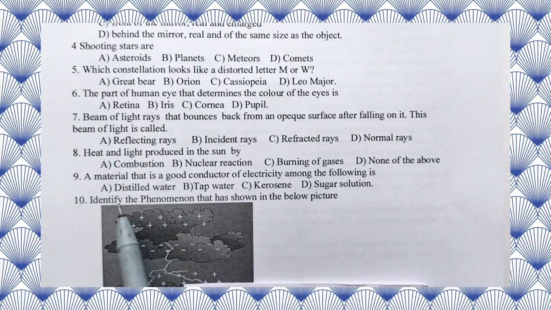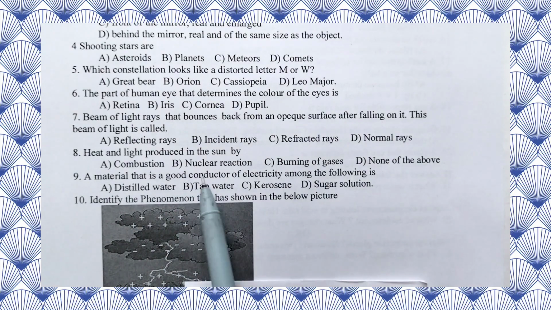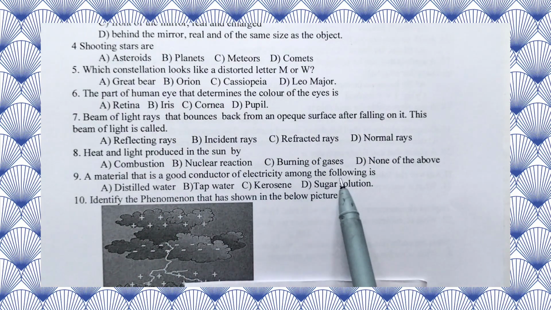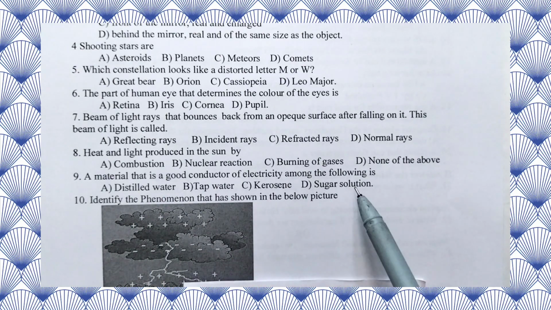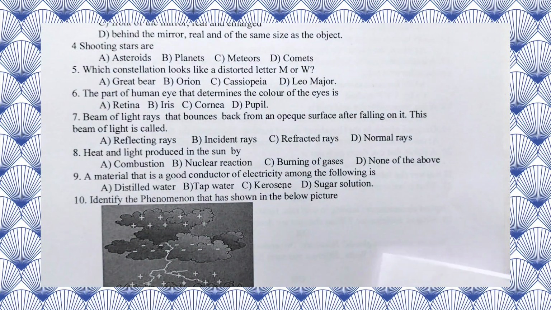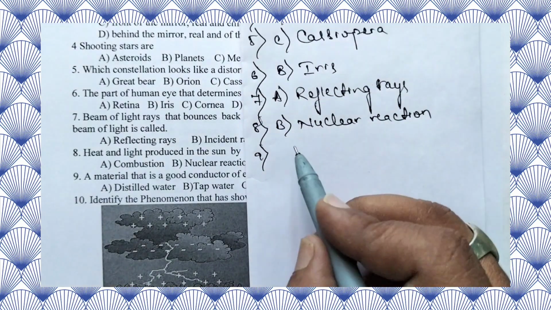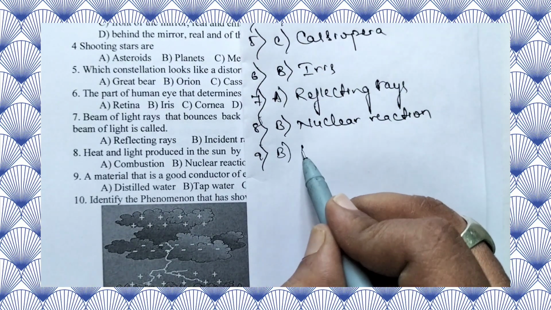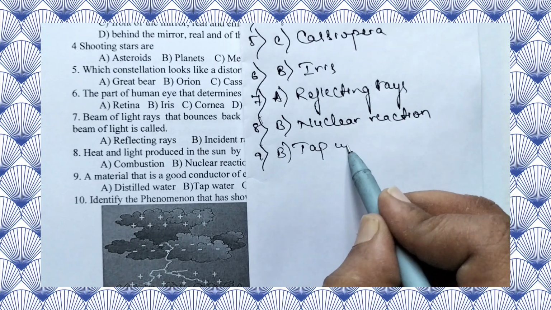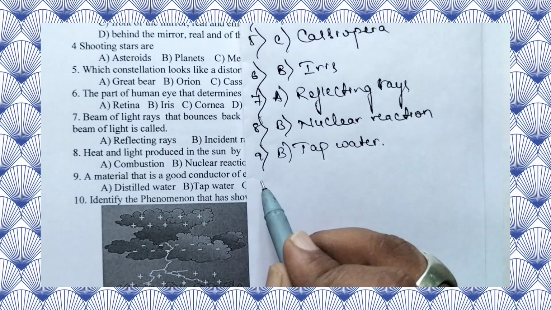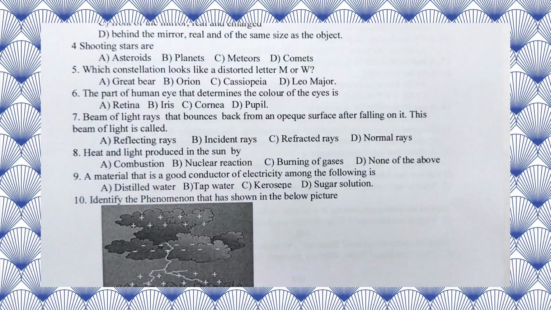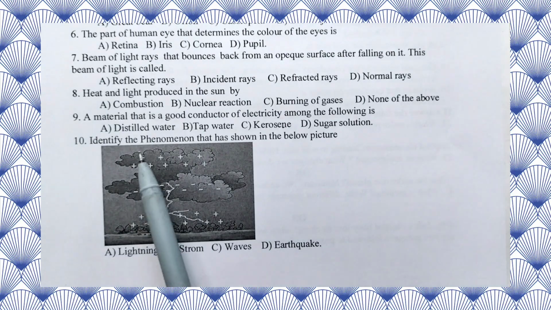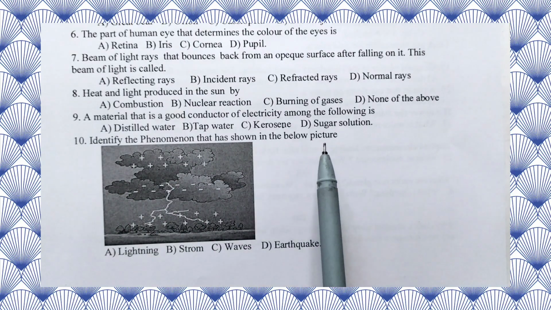Coming to the ninth question, a material that is a good conductor of electricity among the solutions is distilled water, tap water, kerosene, sugar solution. For the ninth question, the right answer is option B, tap water, because it contains minerals which help in the movement of ions. Then coming to the 10th question, identify the phenomenon shown in the picture below.